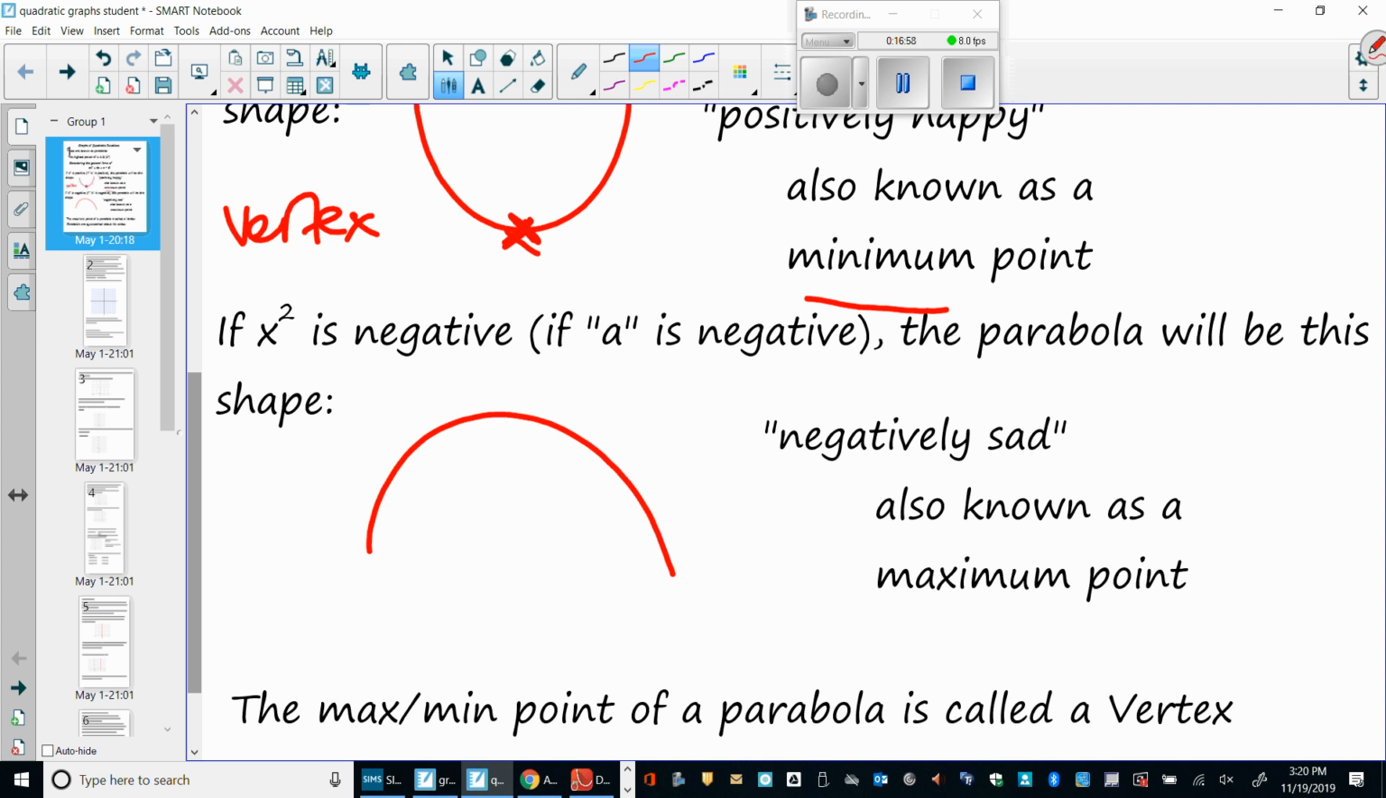Now, this here would also be a vertex. So Emma, this would also be a vertex, but this time for a negative parabola, it would be a maximum point. So the highest or lowest point, they're both called vertices or vertex. For this one it'd be a minimum, and this would be a maximum. As I've said at the bottom here, the maximum or minimum point of a parabola is called a vertex. It does say that on there. So that's the basic shape of them.